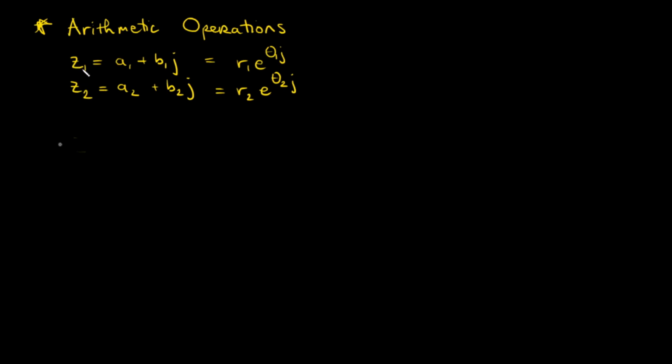We have two complex numbers z1, z2, and I've written them down in the Cartesian form as well as the polar form. Let's try addition between z1 and z2, so z1 plus z2. When you perform addition, you don't want to use the polar form, right? Because you're going to get stuck with an exponential term, which is very difficult. But if you use Cartesian form, it's simple. It's just basic algebra. Therefore, your result is going to be a1 plus a2, plus b1 plus b2 times j. This is your new complex number after the addition operation.